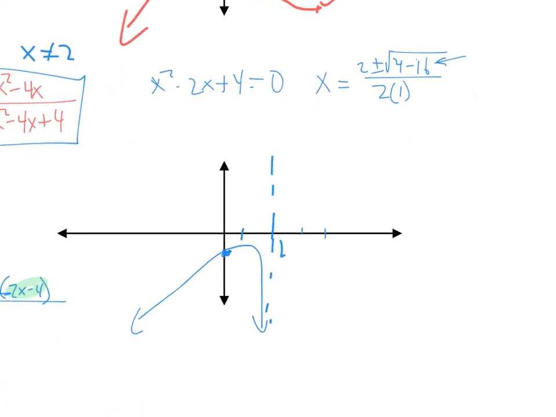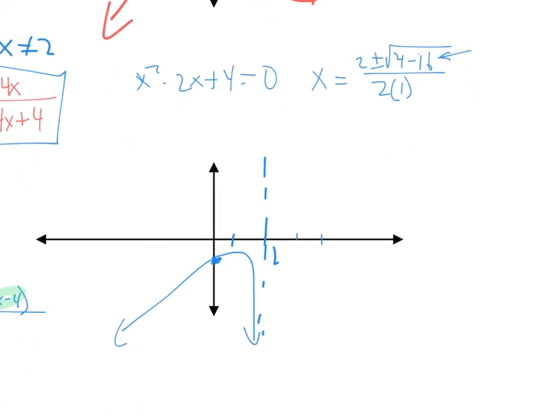There's no zeros, so this never crosses the x-axis. There it goes right there. And that means the other one's going to look like this. Now, this is going to be concave up, okay? Now, how do I know it looks like that?